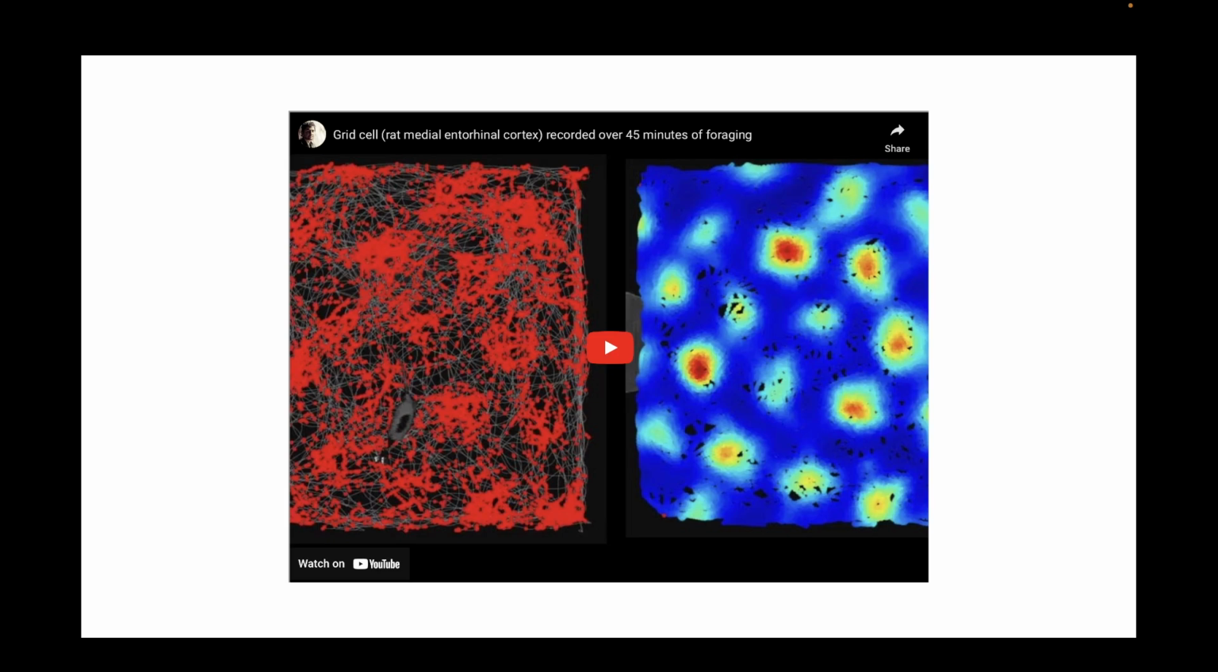Here we'll see what is called the internal GPS. How do we make sense of space? There are certain populations of cells which always fire when you reach certain positions in a space. Your brain already has a map of your space. The red dot represents how well a population of neurons is firing, and you can build a grid out of it.